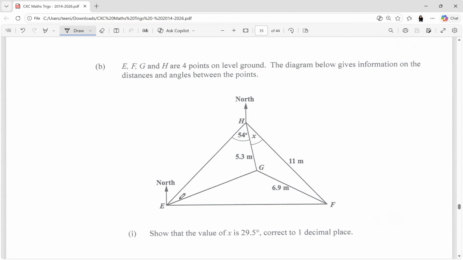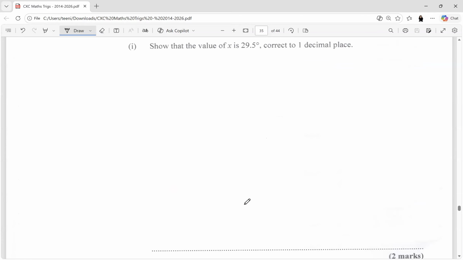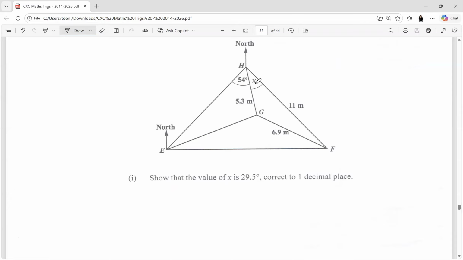And GE, we don't know what GE is, but the angle GHE is 54 degrees. And the angle GHF is X degrees. Show that the value of X is 29.5 degrees, correct to 1 decimal place, for 2 marks.